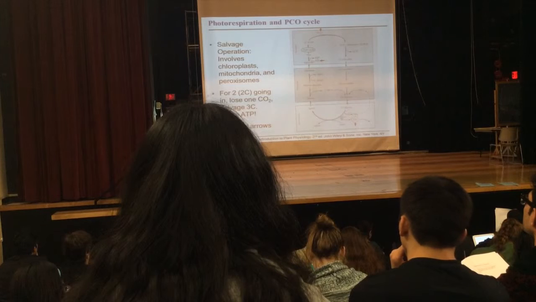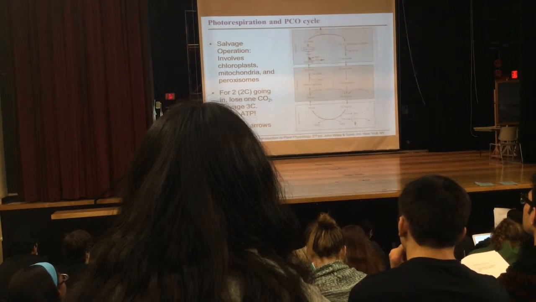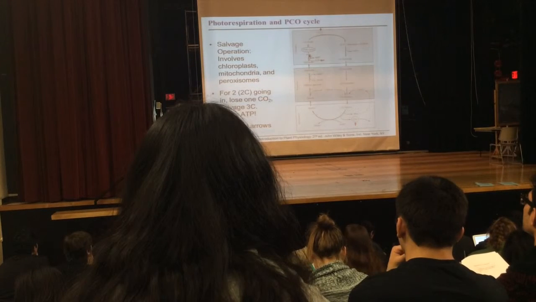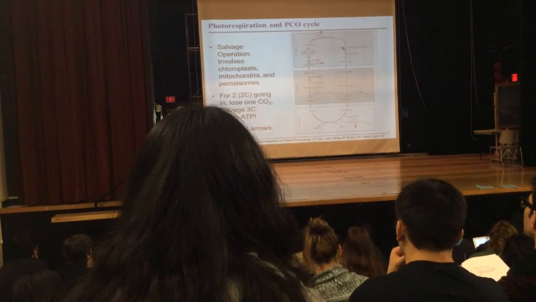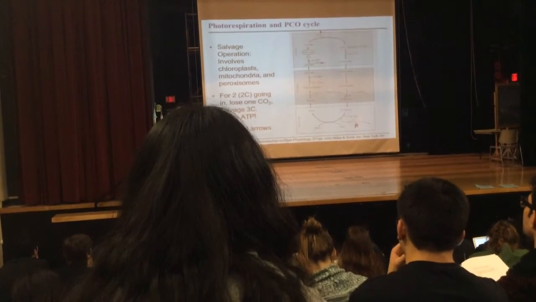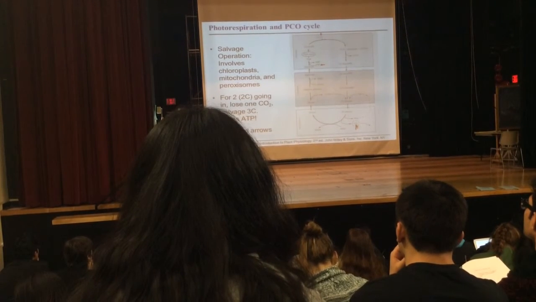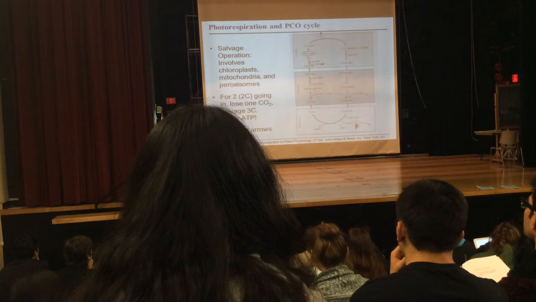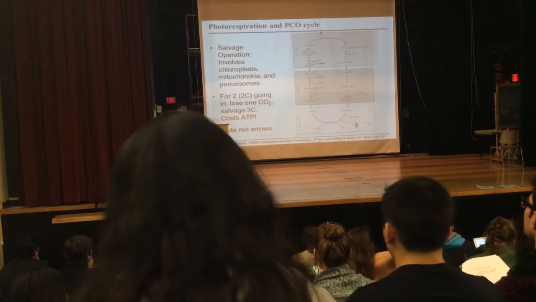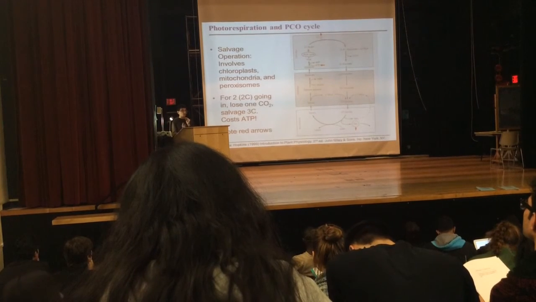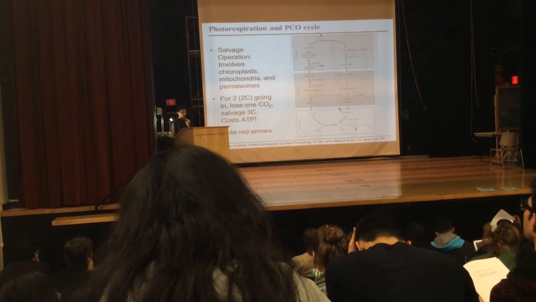And the 3 carbons are turned into PGA, which is the useful form. So instead of losing 4 carbons, the plant loses only 1. So that's not so bad. So you're salvaging 75% of the potential loss. You're only losing 25% of the potential loss. That's not so bad, but it does cost ATP.